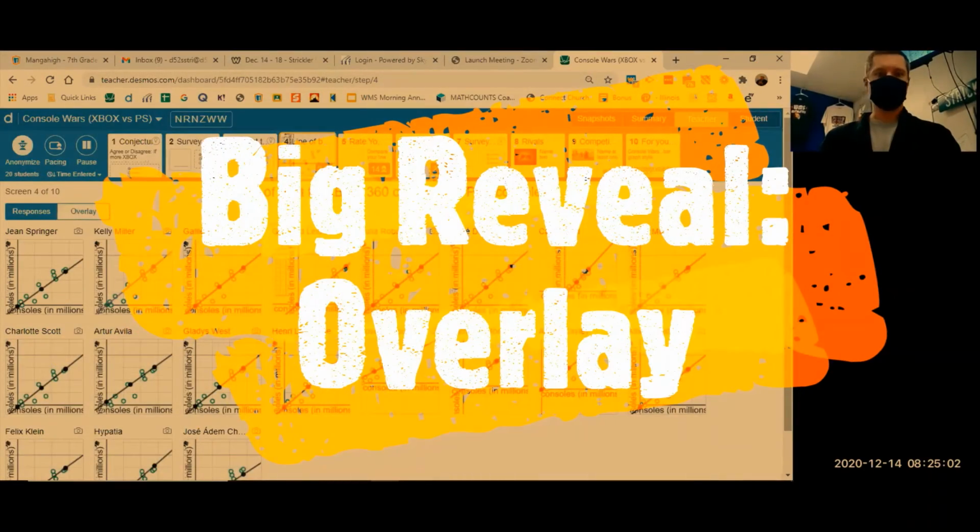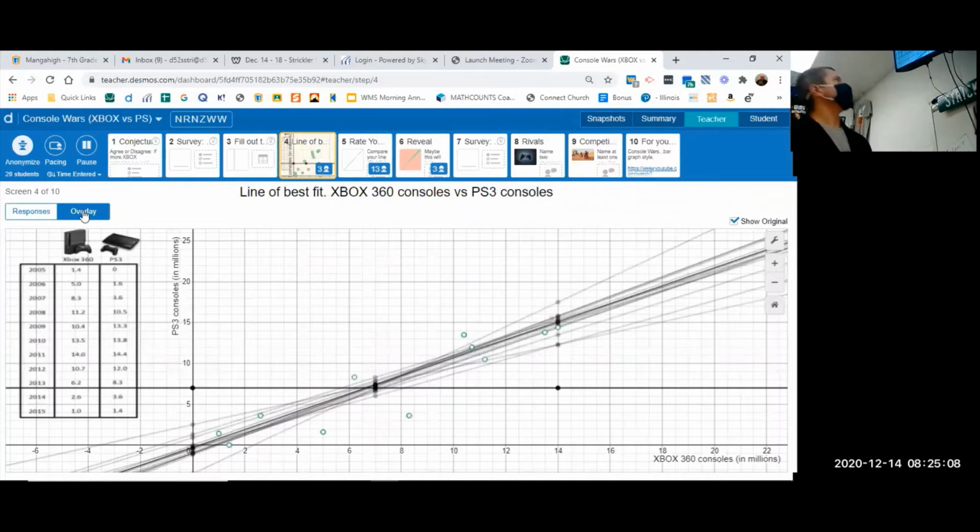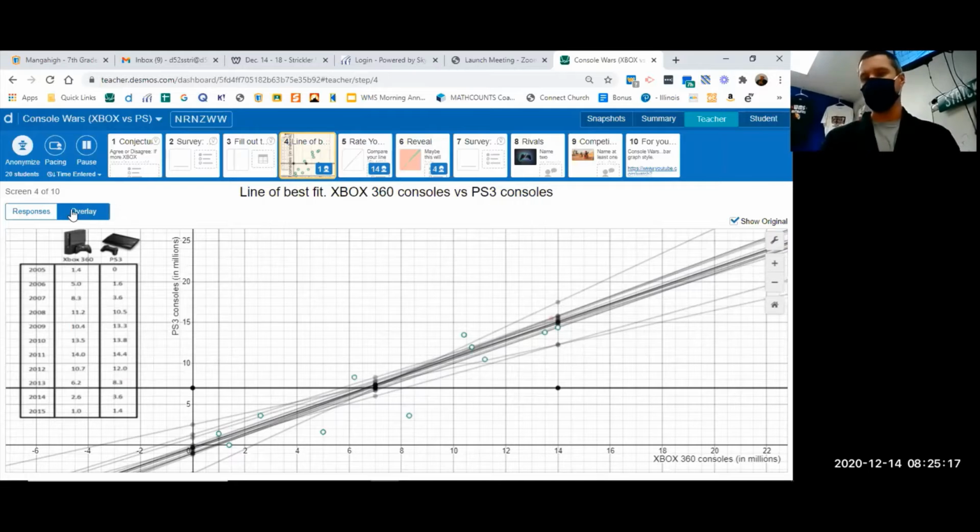All right, this is my favorite part, you know that. So big reveal, overlay, let's see what our line of best fit looks like. Ooh. Okay. We've got a couple that have strayed away from the pack here. If you look up at my screen, we got this one on top and these two on the bottom that have kind of strayed away from the rest of the group. And then there's a pretty tight window through here where most people are.